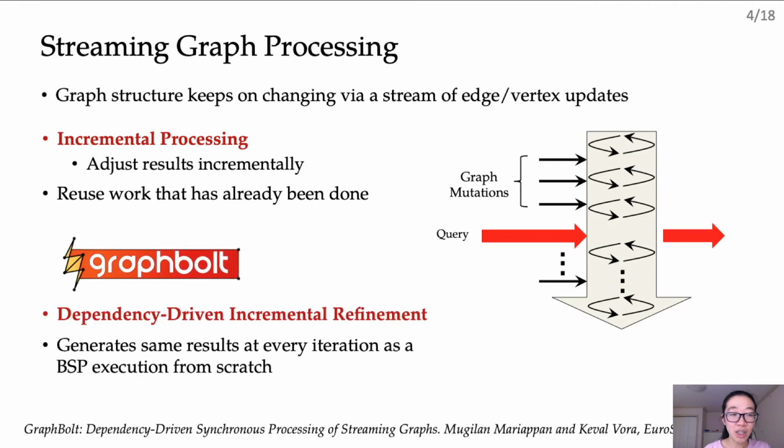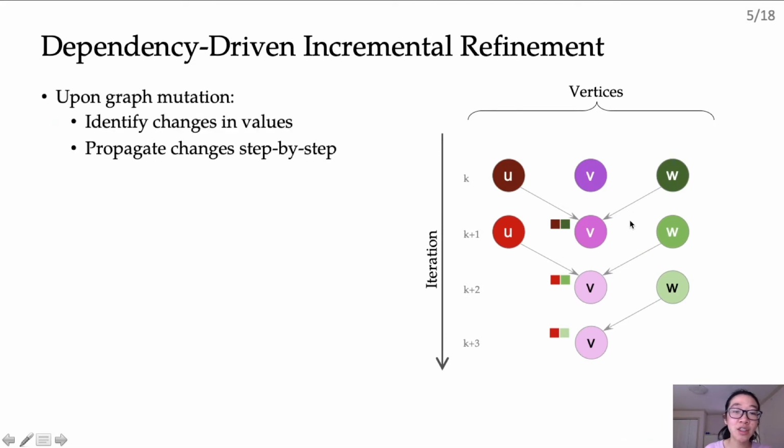Graphbone is a state-of-the-art streaming graph processing system that does incremental processing to quickly compute final results that are fully correct. This means the final results are the same as if you were to perform a from-scratch BSP execution on the updated graph snapshot. Graphbone tracks dependencies in the form of intermediate vertex values as computation progresses, and then it performs dependency-driven incremental refinement that incrementally adjusts these tracked values. So let me quickly explain Graphbone's dependency-driven incremental refinement.